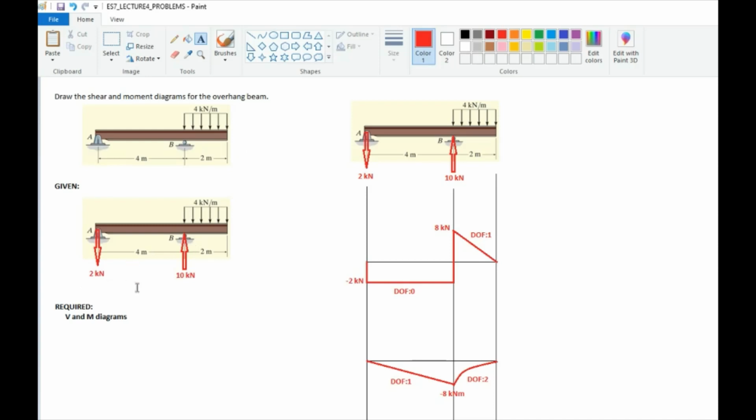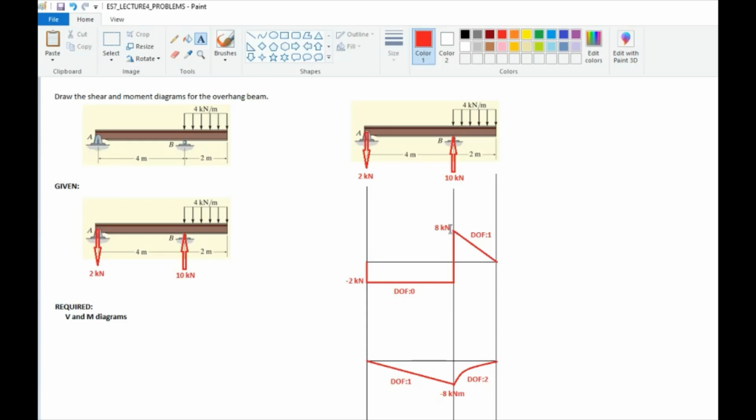So, again, you solve for the reactions. You should be able to get 2 kN reaction at A na pababa and 10 kN reaction at B na pataas. So, katulad nung kanina, we draw the shear diagram. So, kung meron kang negative 2 pababa, so that's negative 2 na shear. And then, dahil wala namang other forces, so that would be constant, no? Same lang. And then, aakyat ka ng 10, so negative 2 plus 10, so you get 8 kilonewtons.